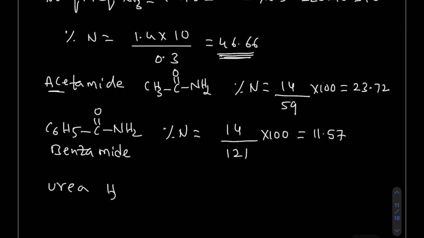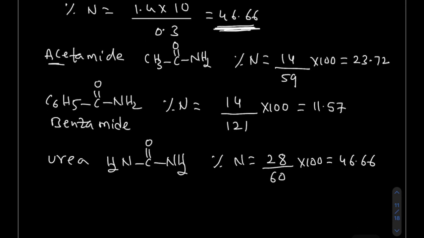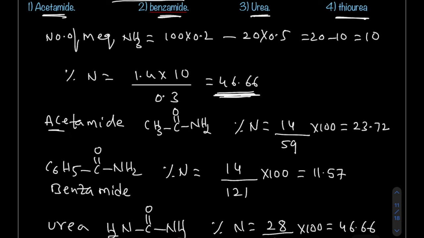Now come to urea. What is the molecular formula of urea? NH2 C double bond O NH2. Now there are 2 nitrogen atoms in urea. So 1 nitrogen atomic mass 14, 2 nitrogen means 28, whole divided by molar mass, which is 60, into 100. So the answer is 46.66. So our organic compound also has how much nitrogen? 46.66.